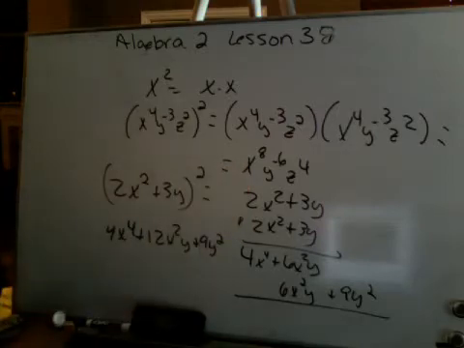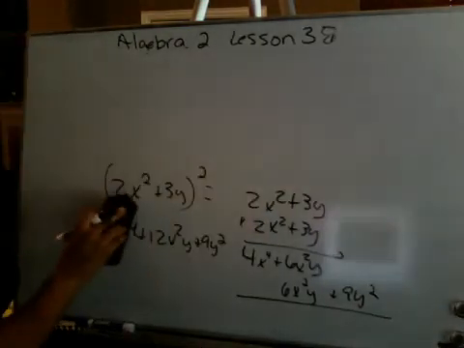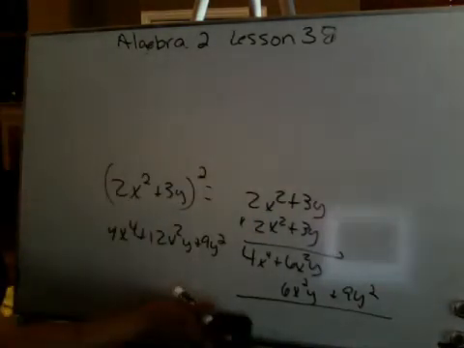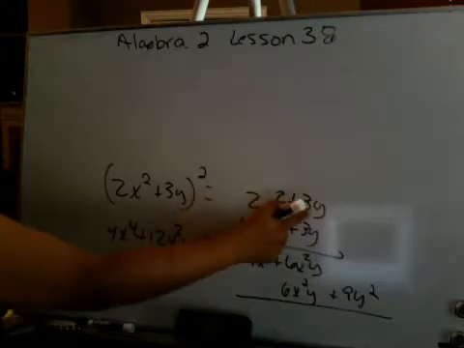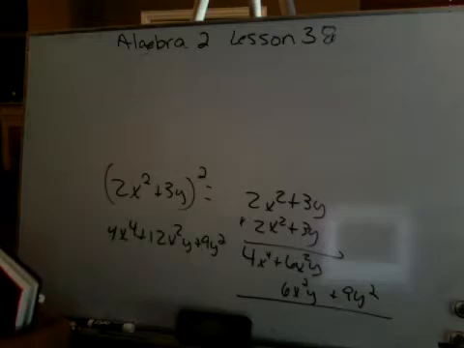Now let's look at this next one here. It says you have two terms raised to the second power, so it basically means 2x squared plus 3y times 2x squared plus 3y. Well, we're now multiplying binomials or polynomials. This means times right here.